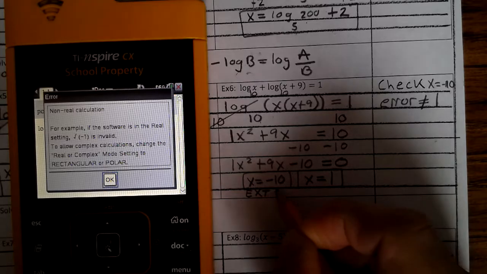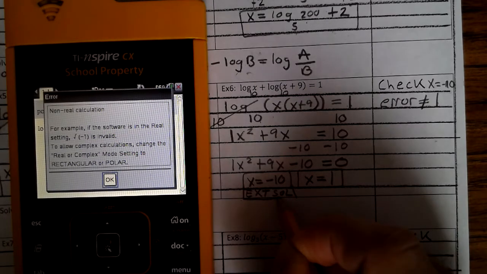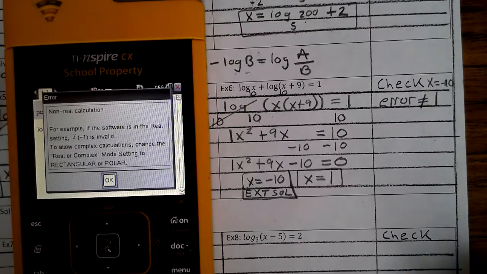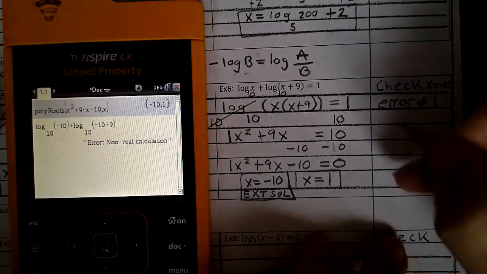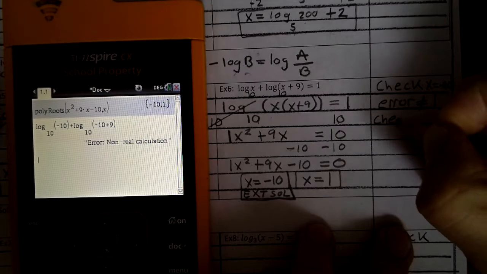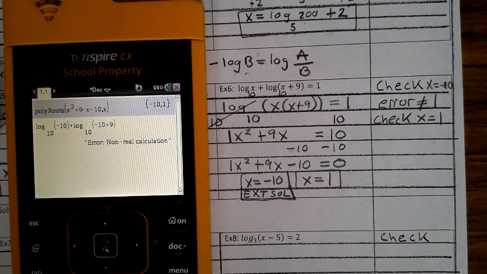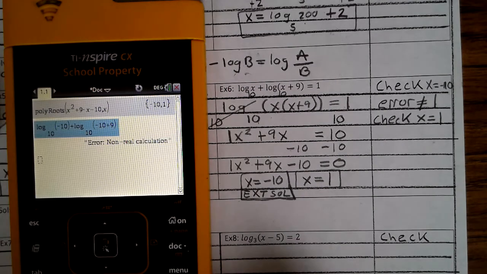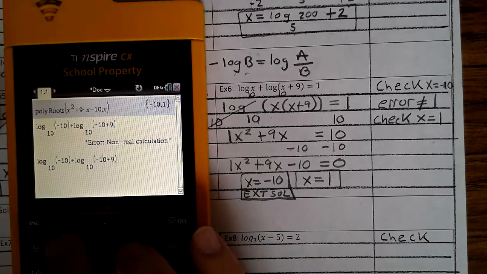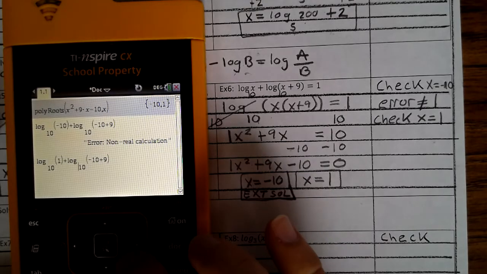Okay, so now let's check x equals 1. Now, to save yourself time, what I'm going to do is highlight this, and where I see the negative 10, I'm going to change it to a positive 1. You can see here that 1 equals 1, so it checks.